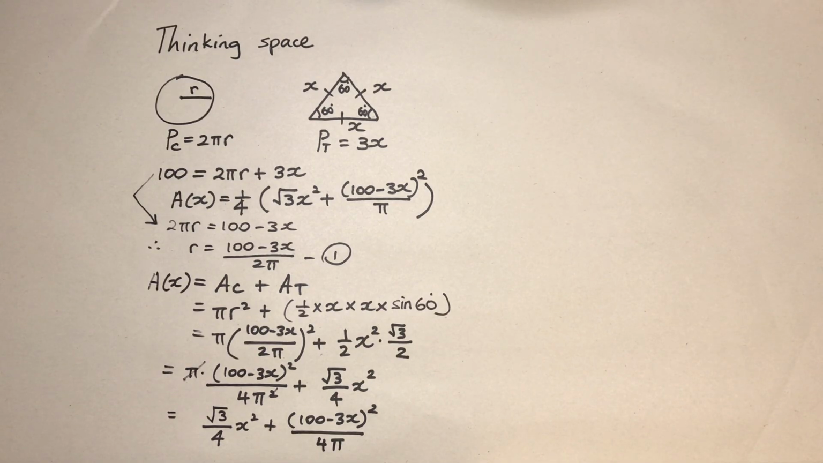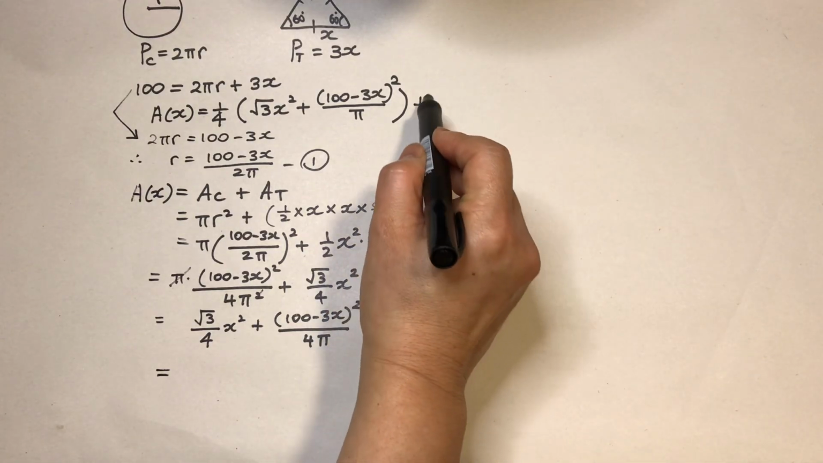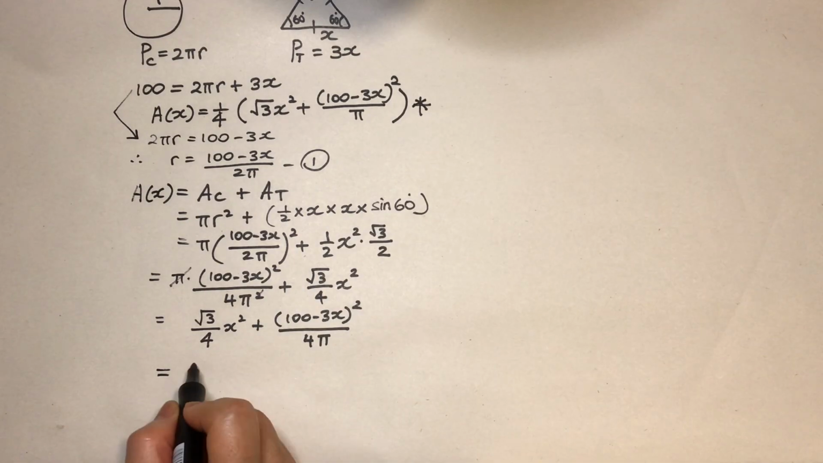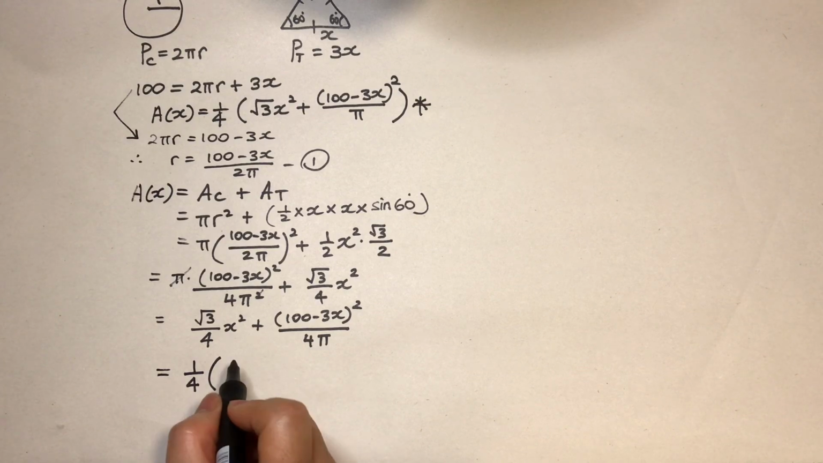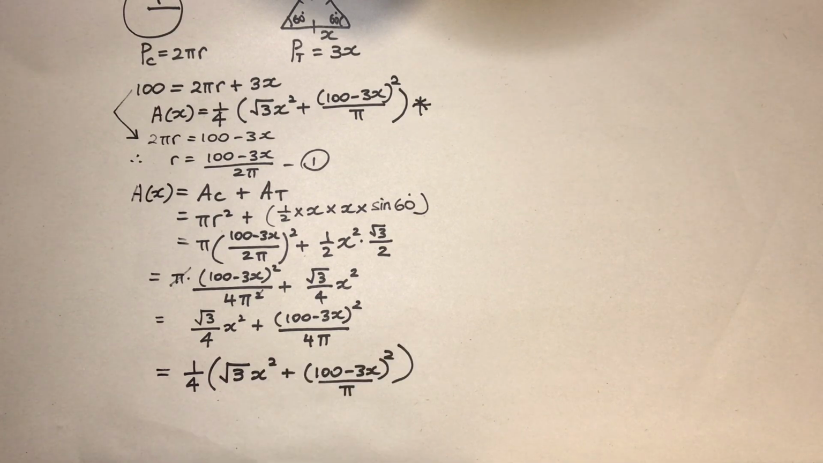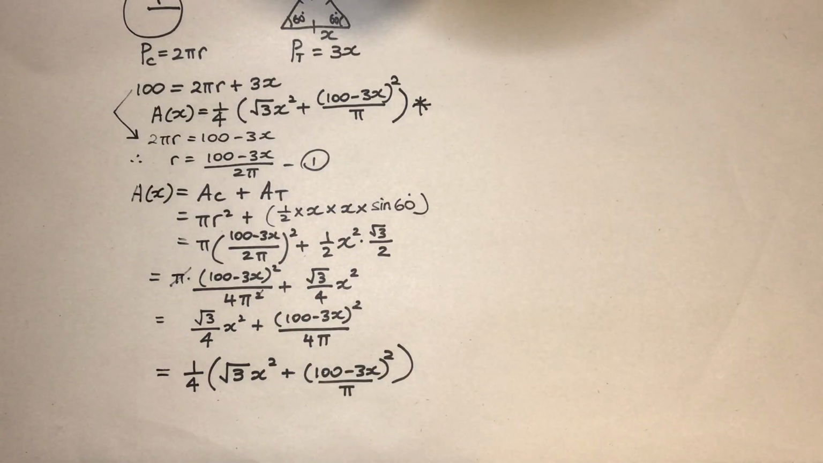I think we are nearly there. The final answer, I'm looking at what I have to achieve. I've got a quarter as my common factor, put it out. What do I have left? Root 3 x squared plus (100 minus 3x) all squared over pi, just like the one that we have to show. So I'm going to say as required.